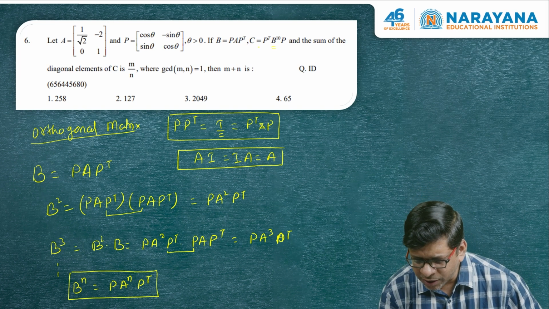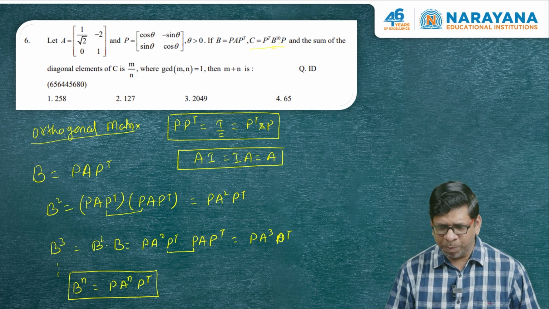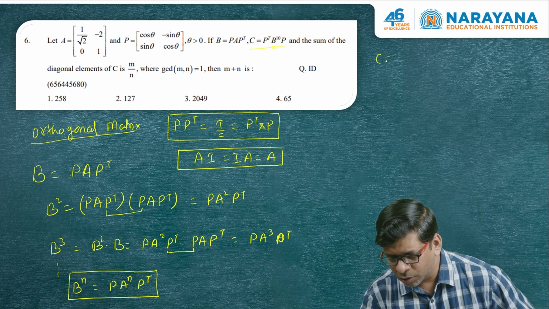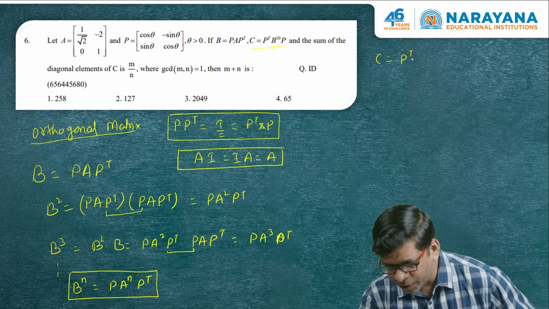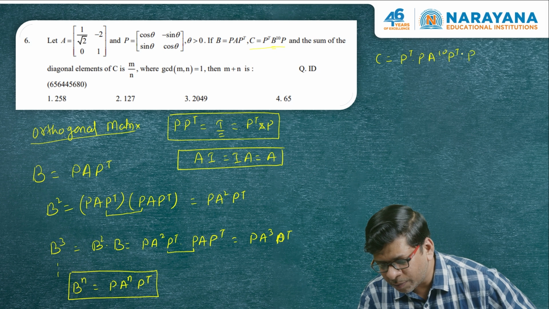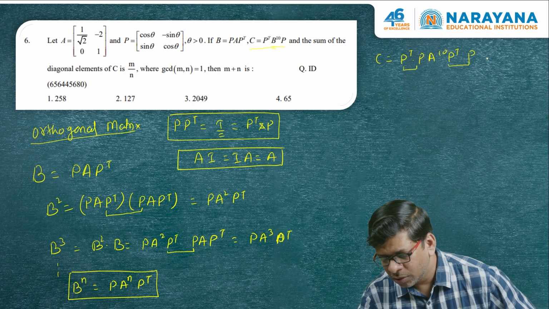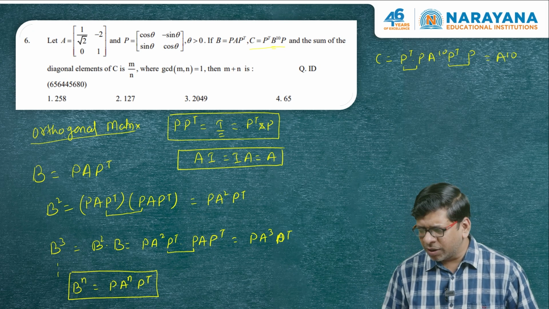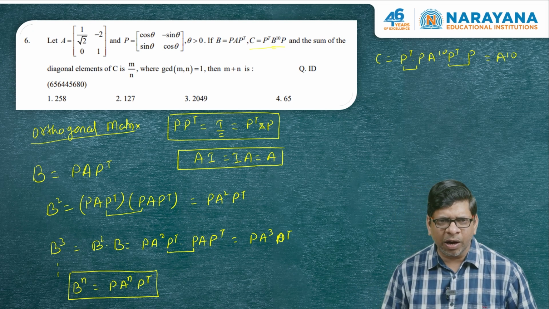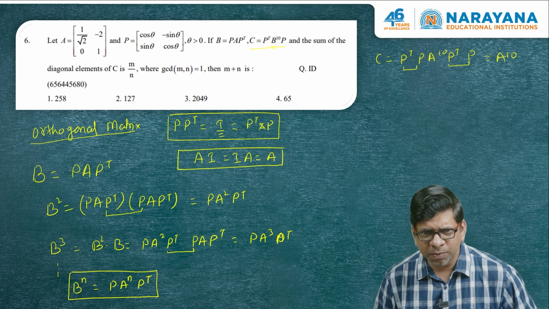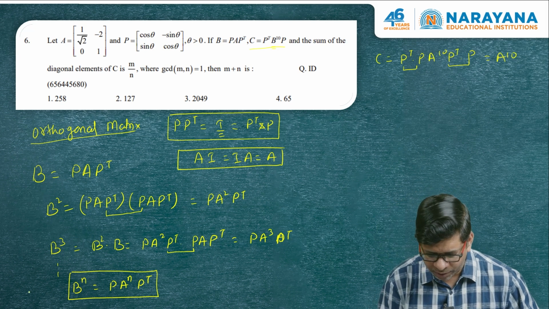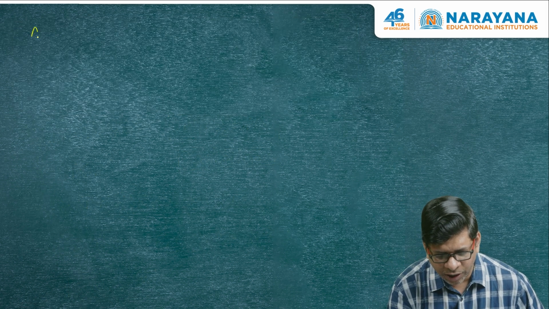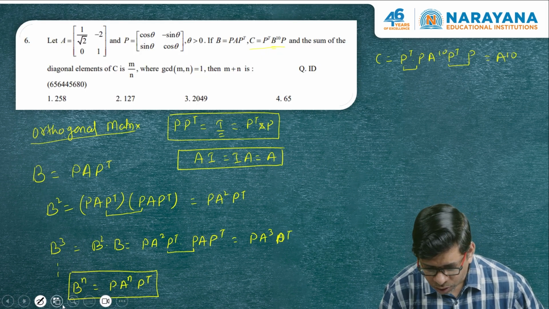Now what they are saying, C as P transpose B power 10 P. So P transpose B power 10. What is B power 10? P A power 10 P transpose multiply with P. So this is also I, this is also I. So finally this becomes A power 10. So the matrix what they are talking about, matrix C is nothing but A power 10 and we need sum of diagonal elements of C, means trace of C. So we need to find A power 10. So what is matrix A given to us? 1 by root 2 minus 2, 0 and 1.